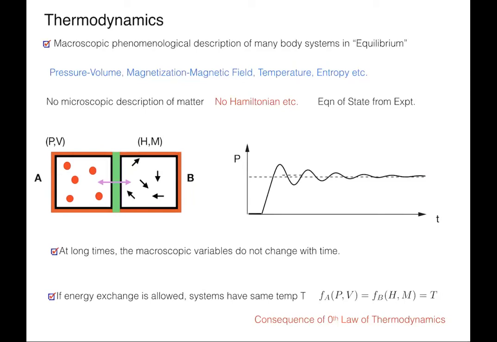The macroscopic variables do not change with time. And not only that, if you allow energy exchange, it says something more. It says there's some function of P and V, which is equal to some function of H and M, which should be equal in this long time state. And then that's what you can call the temperature of the system. This is what you would normally call the zeroth law of thermodynamics.